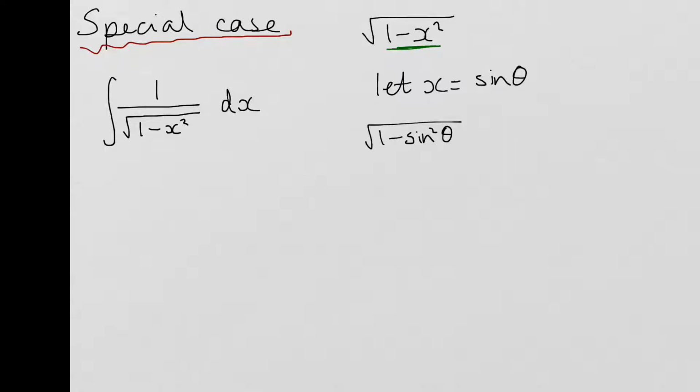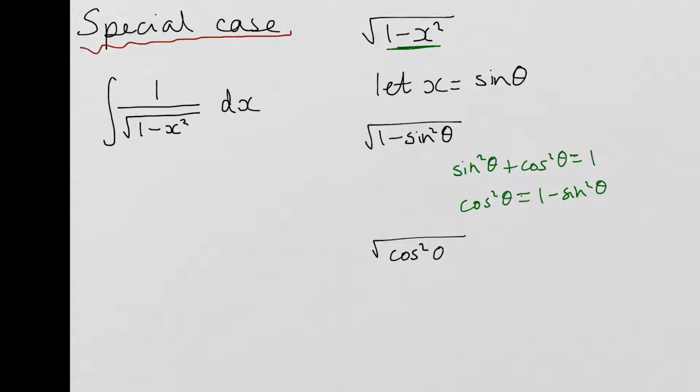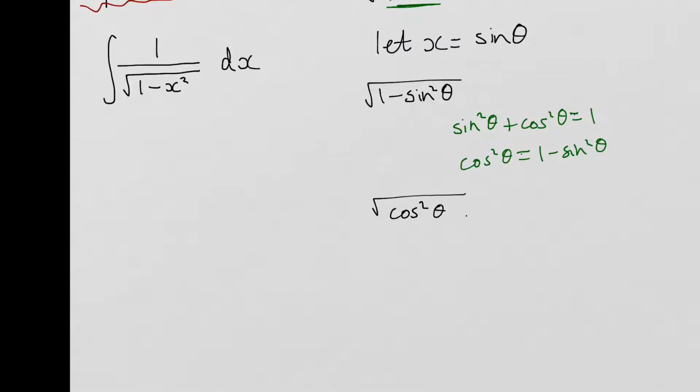Interesting. Because if you go back to your identities, you will recall that sine squared of theta plus cosine squared of theta is equivalent to 1. So if I rearrange that slightly, cosine squared of theta is equal to 1 minus sine squared of theta, which conveniently looks exactly like what I have inside the square root. So I'll get the square root of cosine squared theta. Beautiful.